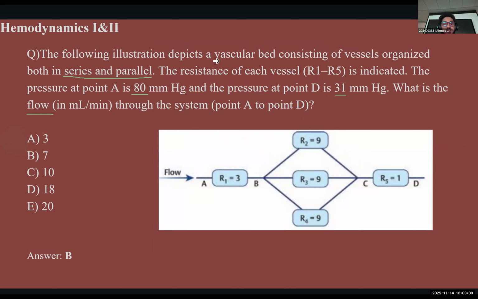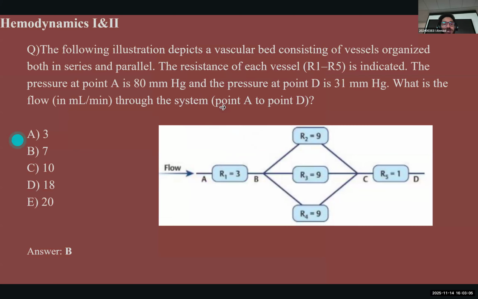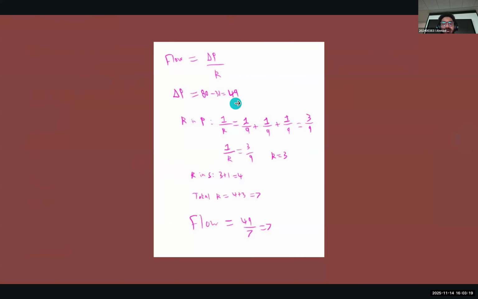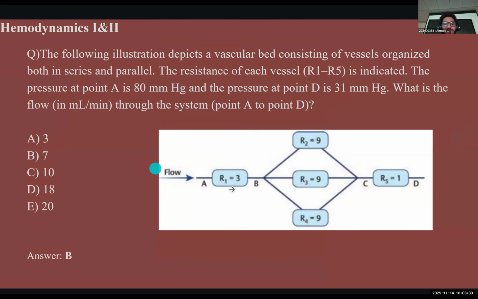The formula for flow is the difference in pressure over the resistance. So the first thing that we would do is calculate the pressure difference, since they gave it to us easily and directly. The pressure at point A is 80, and the pressure at point D is 31. The difference in pressure between them is going to be 80 minus 31, that's 49. Now for the resistance, remember we've got the ones in series and the ones in parallel. Those who did O-level physics probably hated these words. Me too, honestly. But let's look at it.